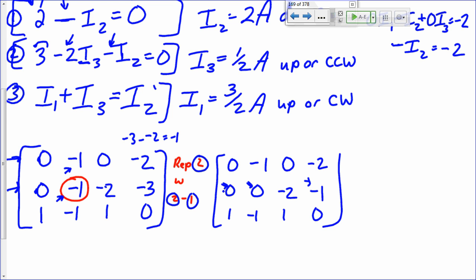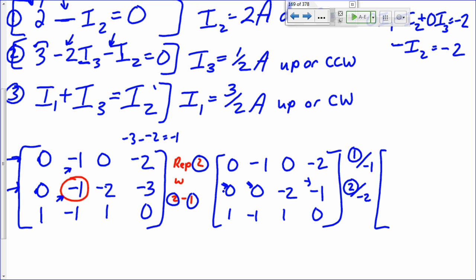You can do multiple steps, but I'm just going to do one step at a time. Actually, I'm going to do two steps here. I'm going to divide row 1 by -1. I'm going to take row 2 and divide it by -2, because that makes that -2 in the I3 column into a 1. You can multiply them by a constant, which would be the same as dividing them by a constant.